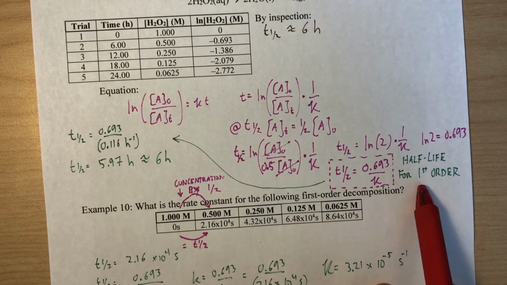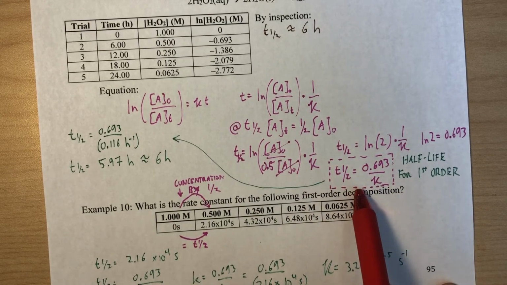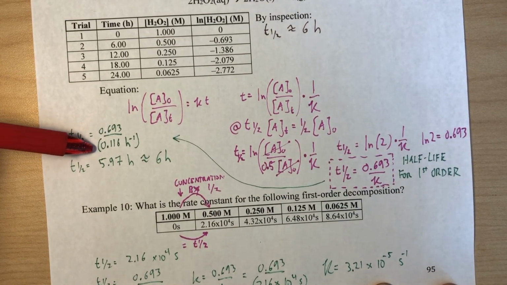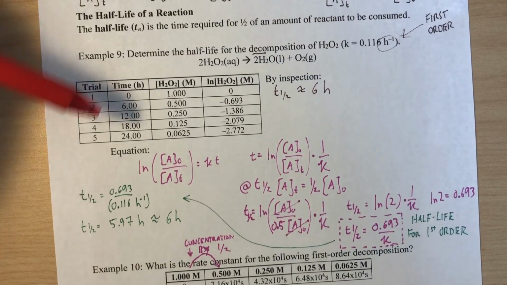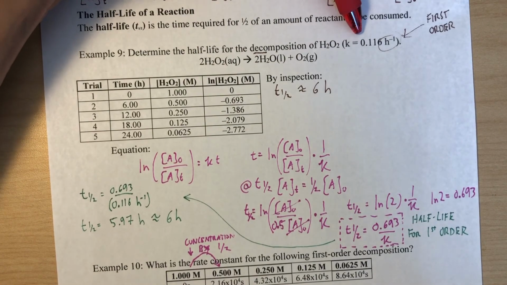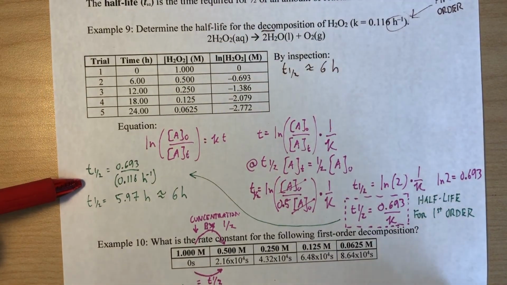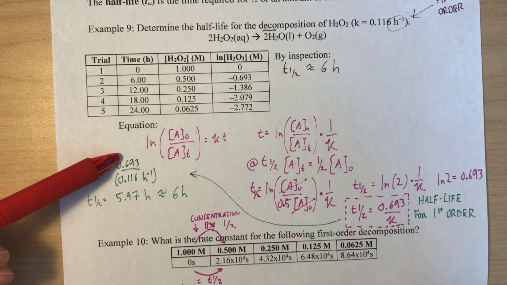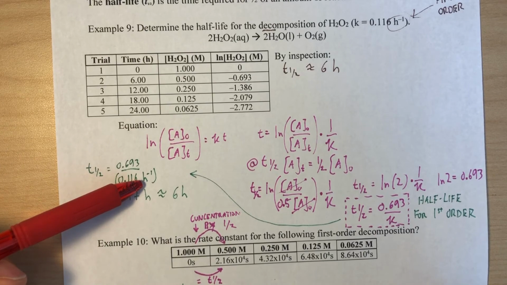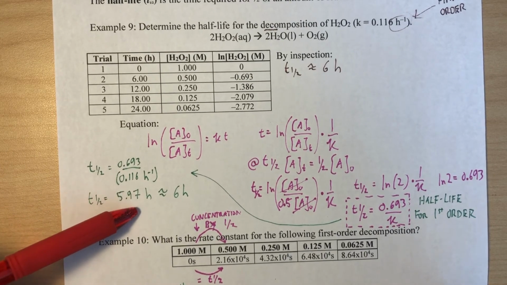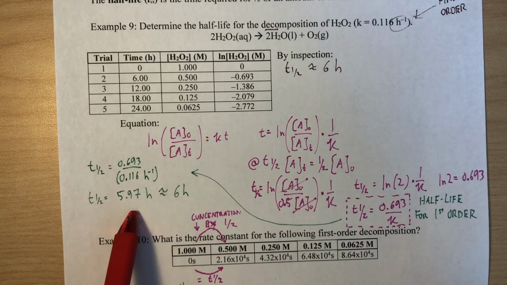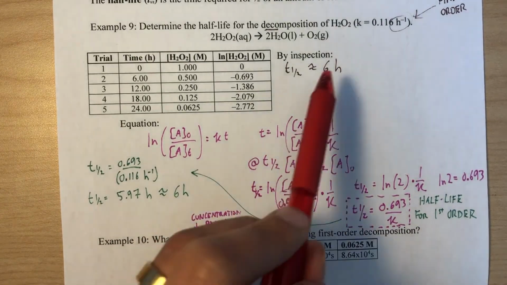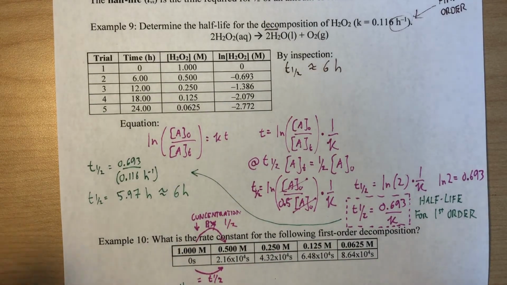This is the equation for a first-order reaction. Now let's use this equation with our data. Our half-life is going to be equal to 0.693 divided by k. We have already determined that our k is equal to 0.116 inverse hours. So all we have to do is take 0.693 divided by 0.116 and we get 5.97. Again, we're taking 1 divided by inverse hours, so we get positive hours, which are our units. 5.97 is about equal to 6, which is what we eyeballed from our data. So we have a 6-hour half-life for the decomposition of hydrogen peroxide.